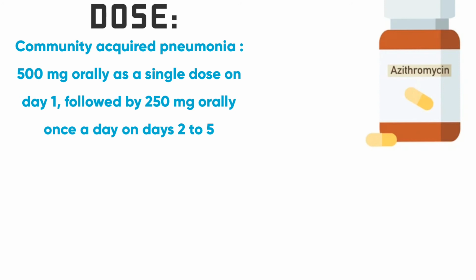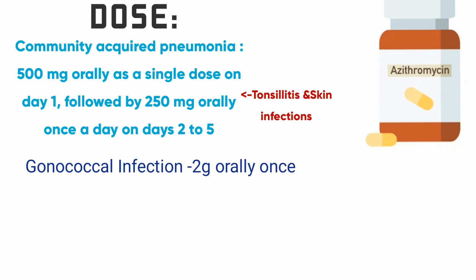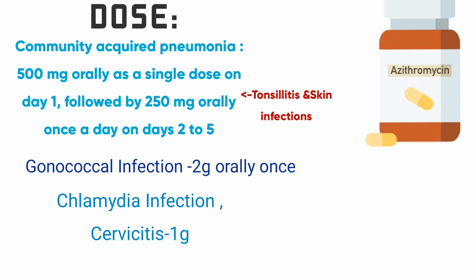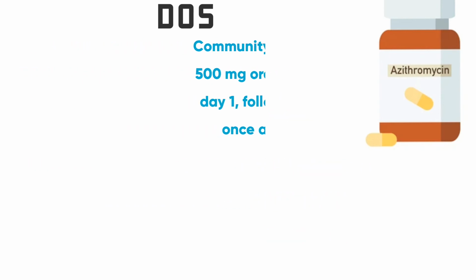Dose in community-acquired pneumonia, 500 mg, single dose on day 1, followed by 250 mg once a day on days 2 to 5. This dose is applicable for tonsillitis and skin infections as well as for COPD. For gonococcal infection, 2 gram orally once. For chlamydia infection and cervicitis, 1 gram once.